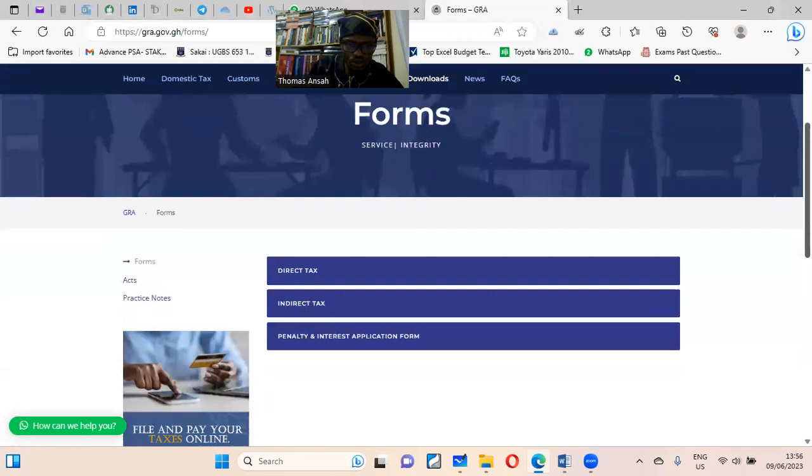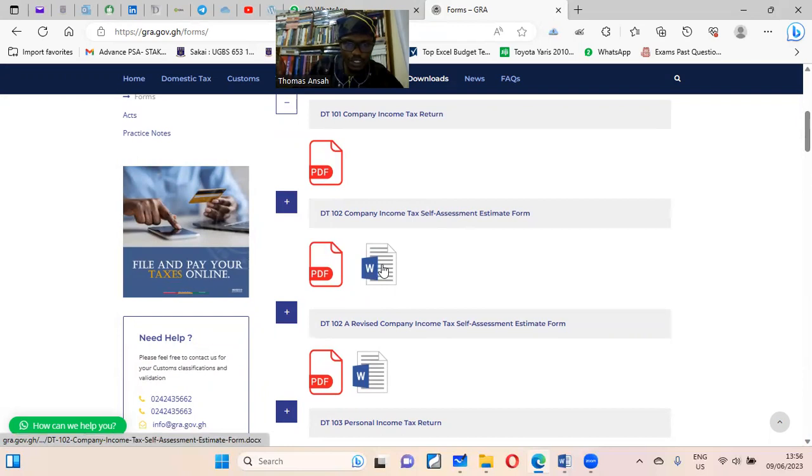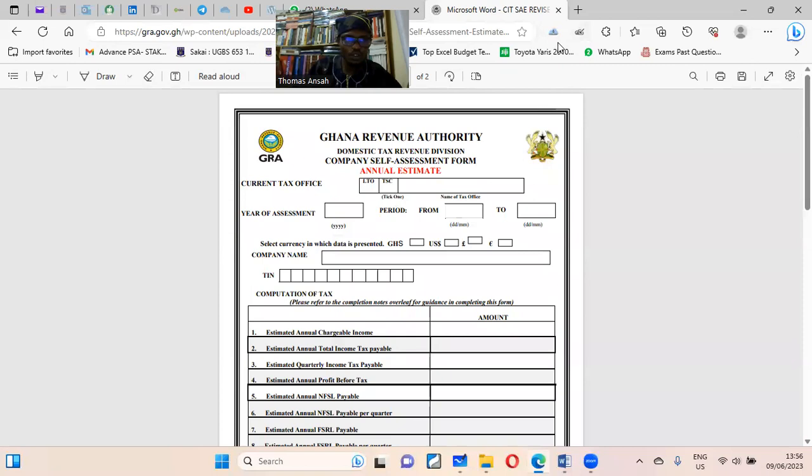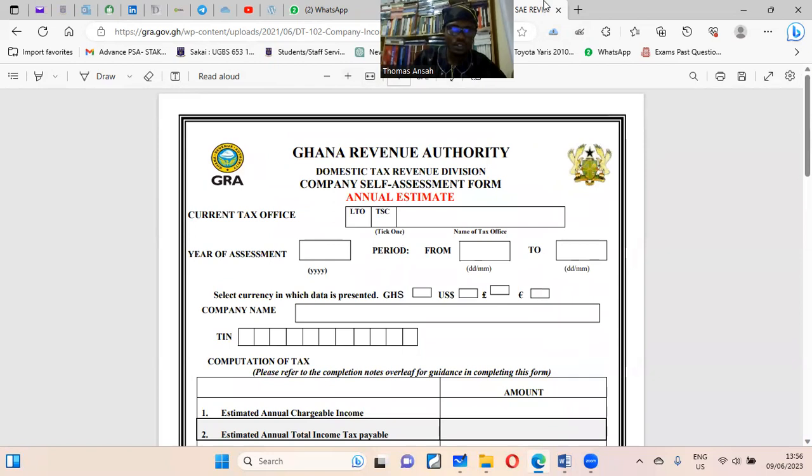So let's use a direct tax. You come here, you click direct tax. We are talking about self-assessment. So this is a typical example of self-assessment. So I will click self-assessment, PDF. Okay, so this is a typical example of the self-assessment. Hope you can see my screen. So let me make sure you see my screen. So this is it, self-assessment.